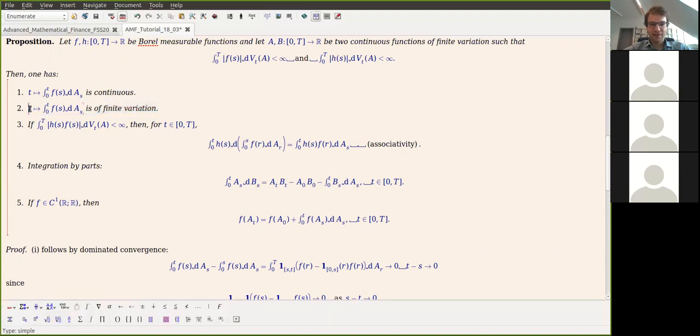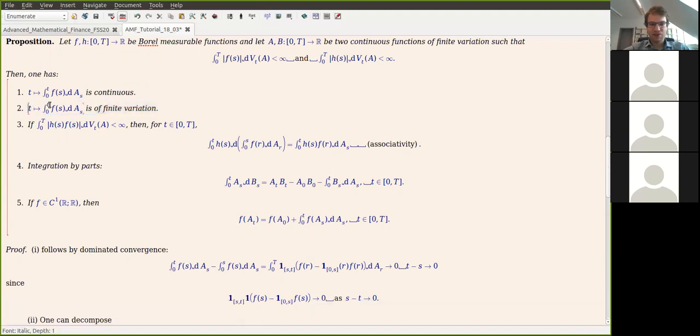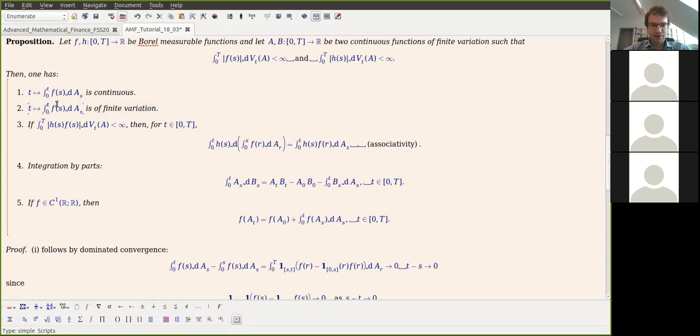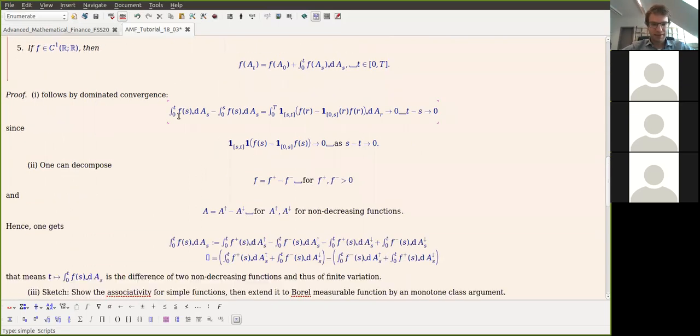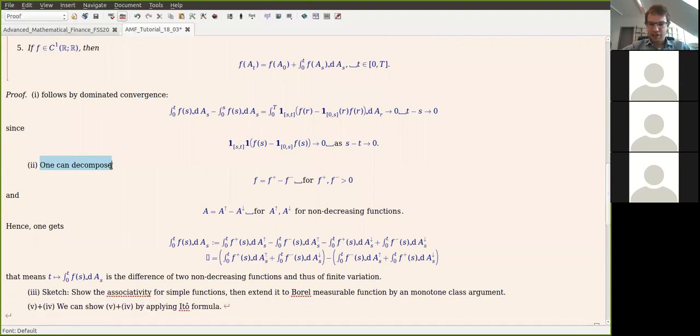Is that this function, again, mapping t to the boundary of the integral, is of finite variation. This is important to keep the integral, I mean, the integral operation of a semi-martingale has to be a semi-martingale again. This is why we need this. And this is in the end actually not super hard if you just plug in the definition.